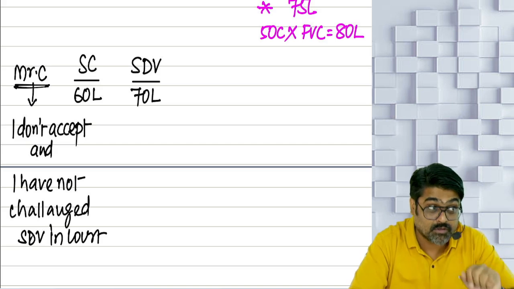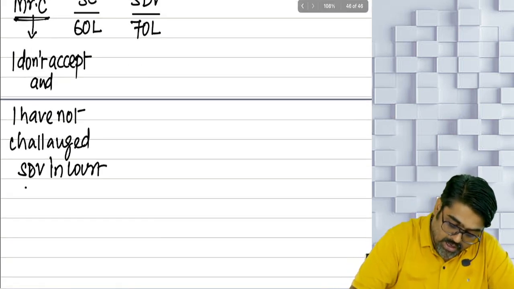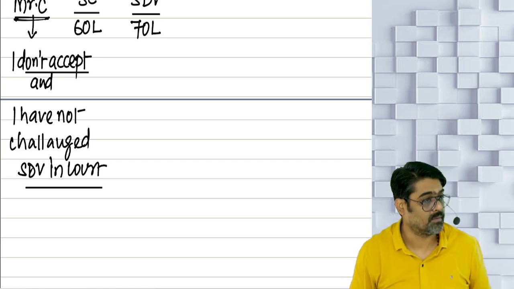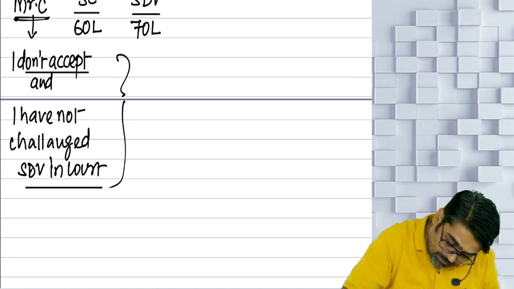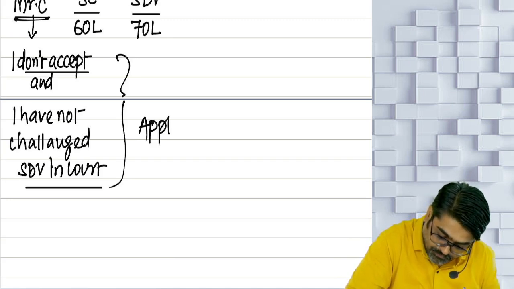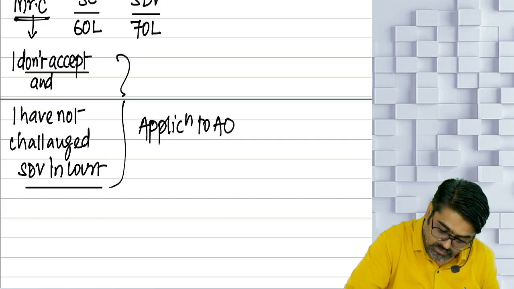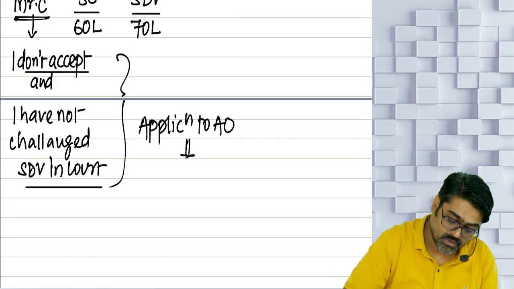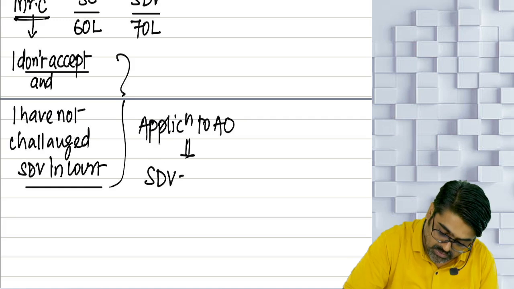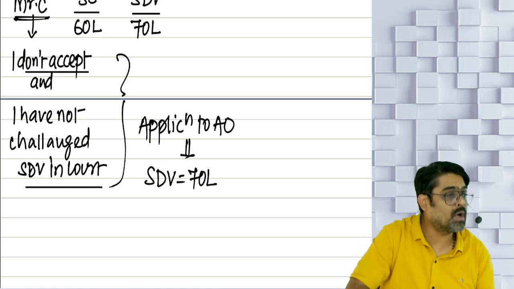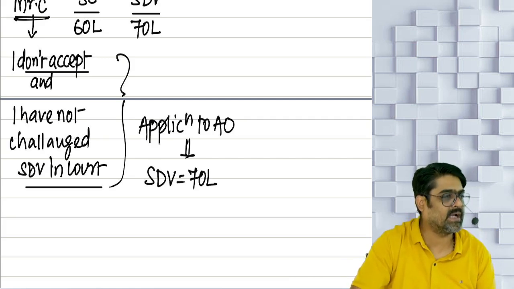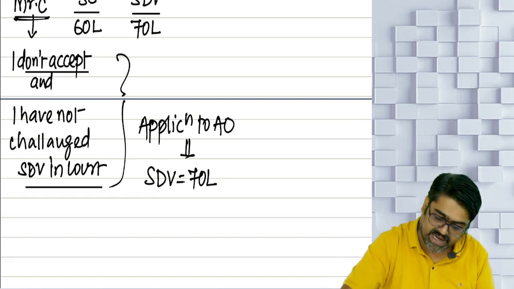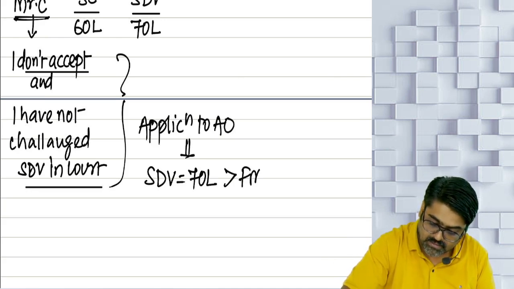Now see what Mr. C is saying. AO, see, I have not challenged this stamp duty value in the court, and I am not accepting this stamp duty value also. Why, you know? I am making you an application. The assessee will make an application to his AO, and in this application he is telling the assessing officer that AO, the stamp duty value amounting to 70 lakhs which you want to consider as my full value of consideration, if you take this, it will be unnecessary harassment or problem for me, because the stamp duty value which you are taking is already higher than the fair market value of my property.